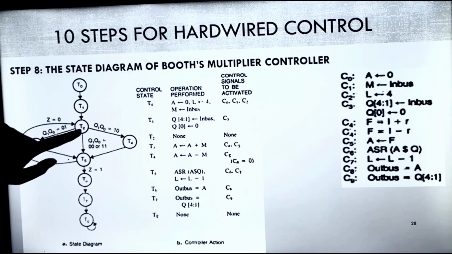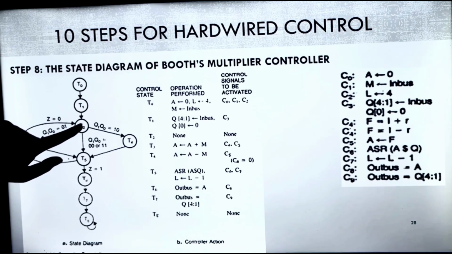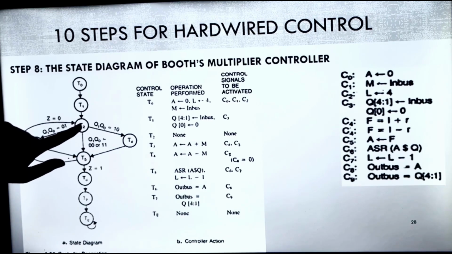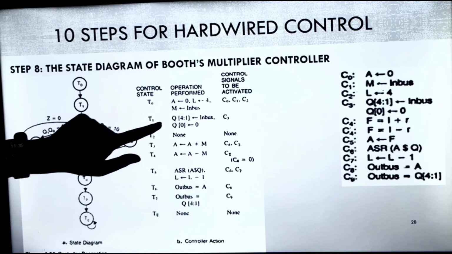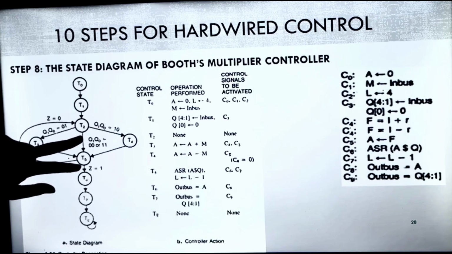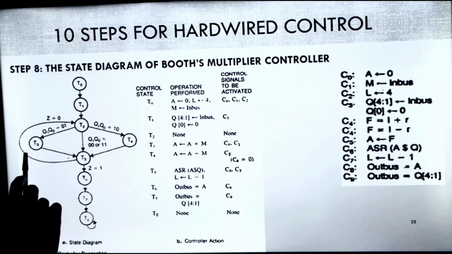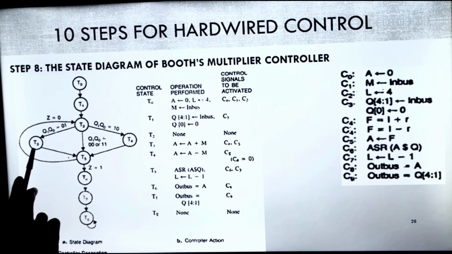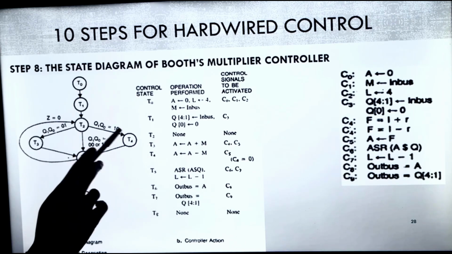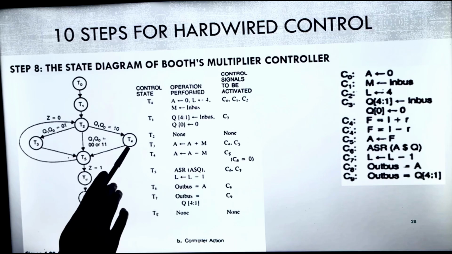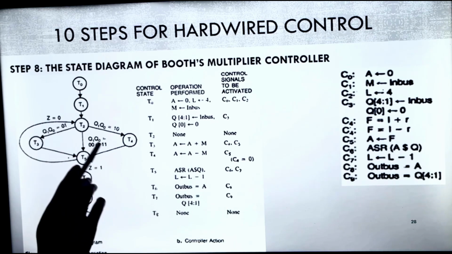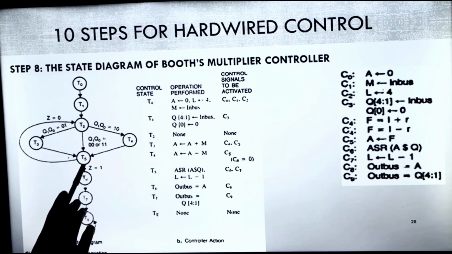In T2 I will not do anything, but from here I will decide which way I have to go based on the values I got from the previous step, right? If I am getting 0, 1, I will go to the next step, T3, this side. If I get 1, 0, I will go to the next step this side, T4. If I get 0, 0 or 1, 1, I will go straight to T5.